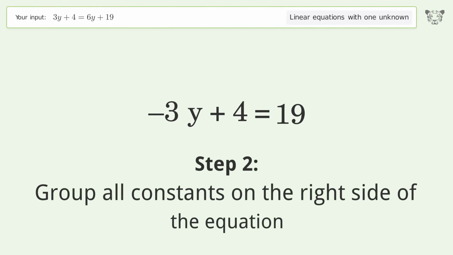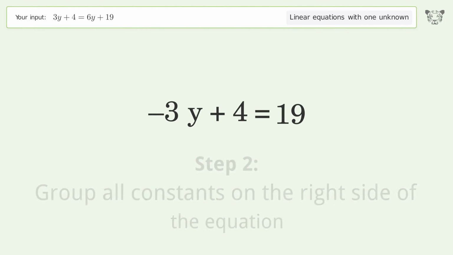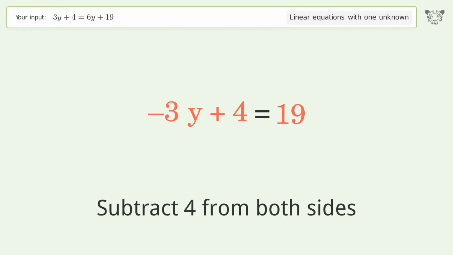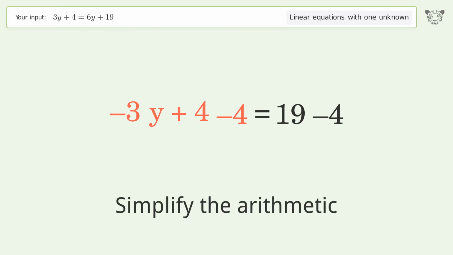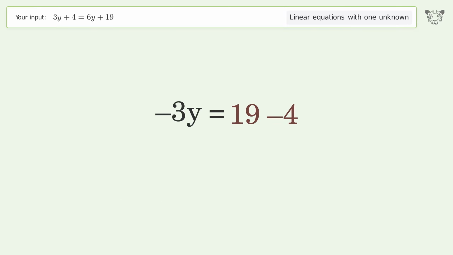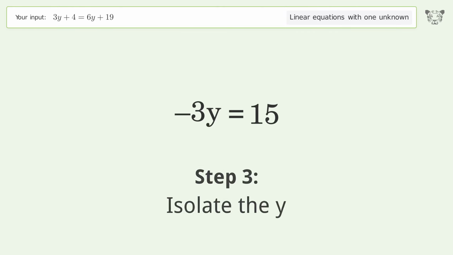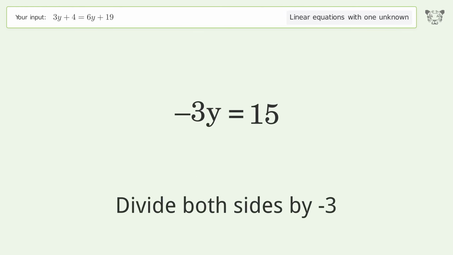Group all constants on the right side of the equation. Subtract 4 from both sides. Simplify the arithmetic. Isolate the y. Divide both sides by -3.